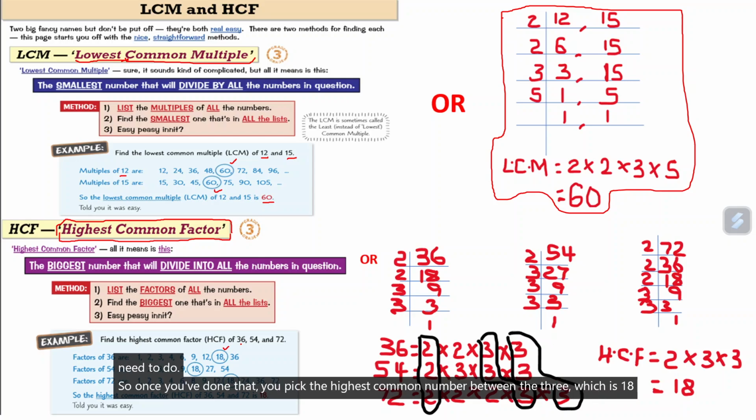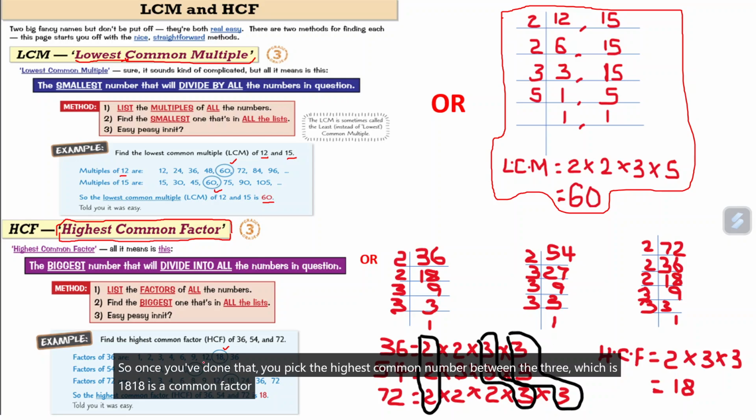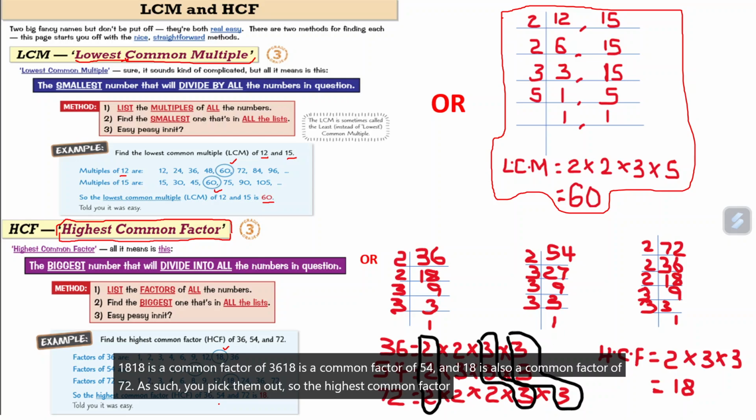18 is a common factor of 36. 18 is a common factor of 54. And 18 is also a common factor of 72. As such, you pick them out. So the highest common factor of 36, 54, and 72 is 18.